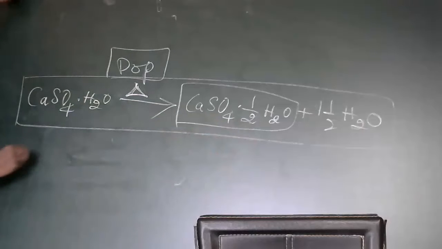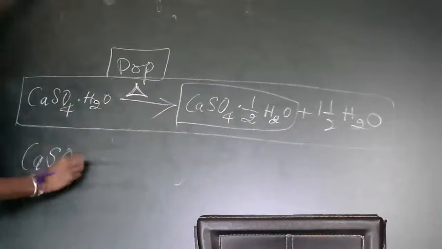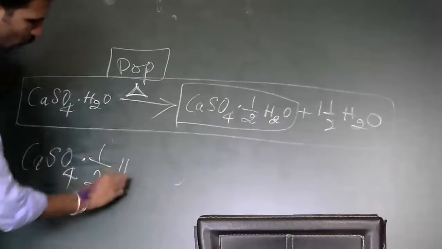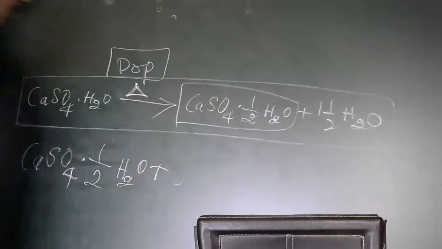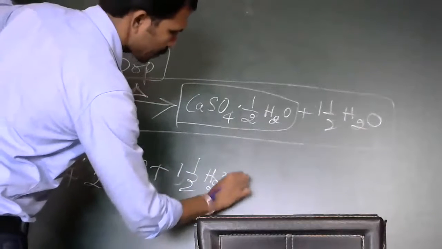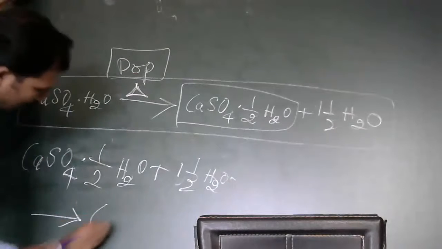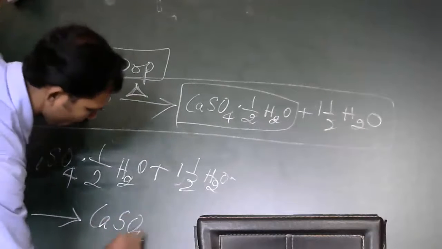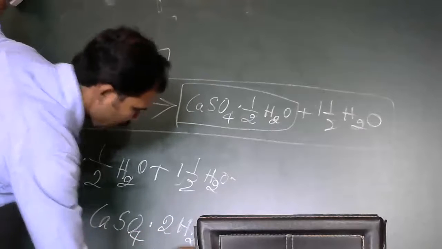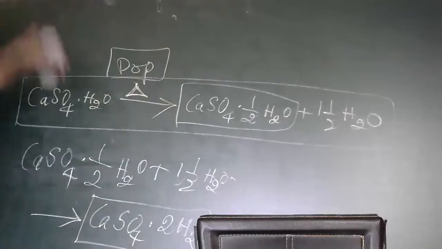Again, when you add water to this calcium sulfate hemihydrate, it becomes CaSO4.2H2O. Again it becomes gypsum powder.